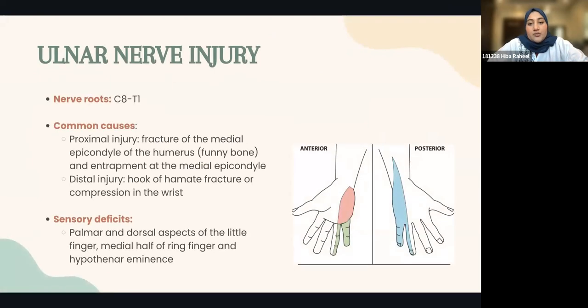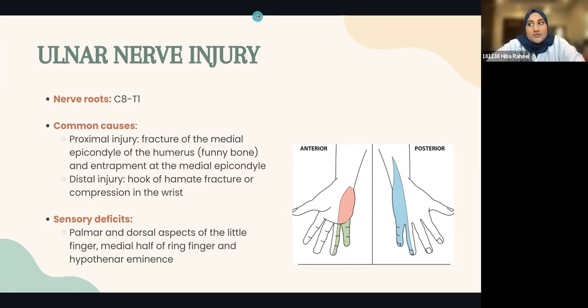All right, so one of the last peripheral nerves that we're going to talk about is the ulnar nerve injury. The ulnar nerve is a nerve that runs towards the lateral side of your arm, right? Sorry, the medial side of your arm. It goes beneath the medial epicondyle, also known as the funny bone, and then it emerges, and then it supplies your hypothenar eminence, and it supplies the skin beneath the pinky and behind. Okay, so what is the root value? The root value is C8 to T1.